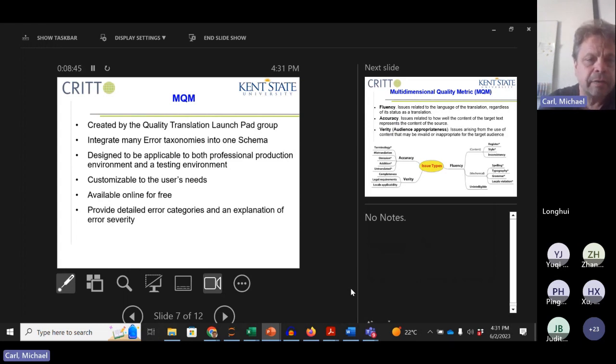Okay, so those people then, it was a group of people here from the EU, in a couple of EU projects, who started this Multidimensional Quality Metric to integrate various error taxonomies. It's designed for professional and manual annotation, but it has also been used for automatic annotation. It can be customized to needs, it's available for free, and it has many websites and explanations of the different error codes. The idea would be to have some kind of standard of the terminology and some kind of integration of the different approaches.